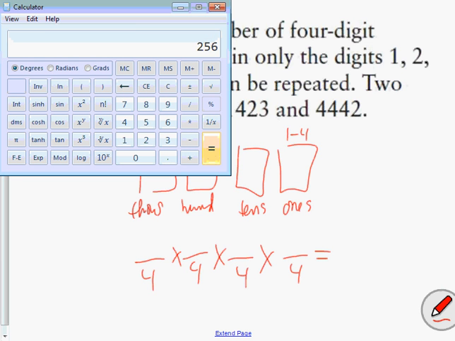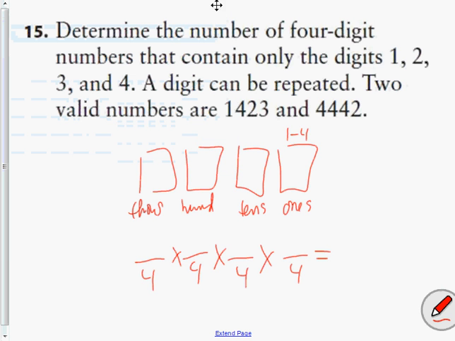Another way I could do it is go 4, and right here, this button is the x to the y button. If I press that, the 4 is treated as the base. If I put a 4, that treats it as the exponent, and if I press equals, it tells me the same thing. So 4 to the exponent of 4 is the same thing as 4 times 4 times 4 times 4, which means there are 256 different numbers that can be created with a 1, 2, 3, or 4.